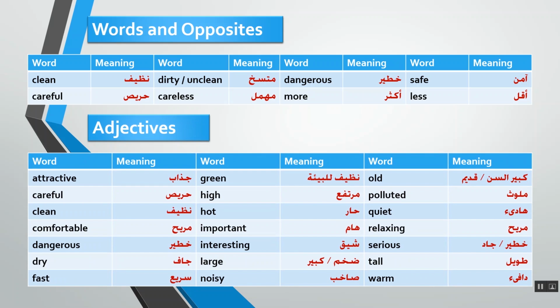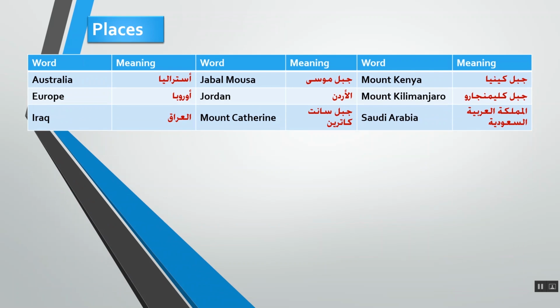Some adjectives like attractive, careful, clean, comfortable, dangerous, dry, fast, green, high, hot, important, interesting, large, noisy, old, polluted, quiet, relaxing, serious, tall, warm. Some places like Australia, Europe, Iraq, Jabal Musa, Jordan, Mount Catherine, Mount Kenya, Mount Kilimanjaro, Saudi Arabia.